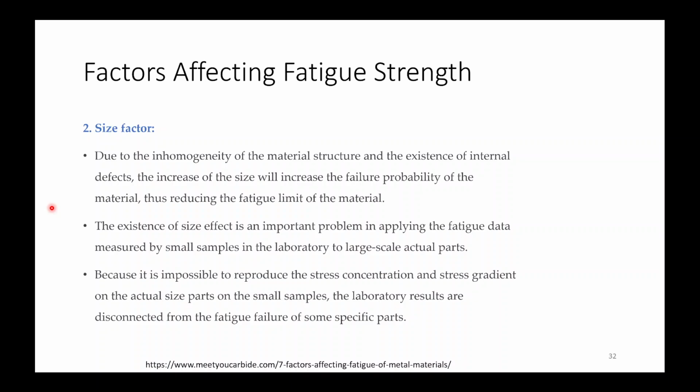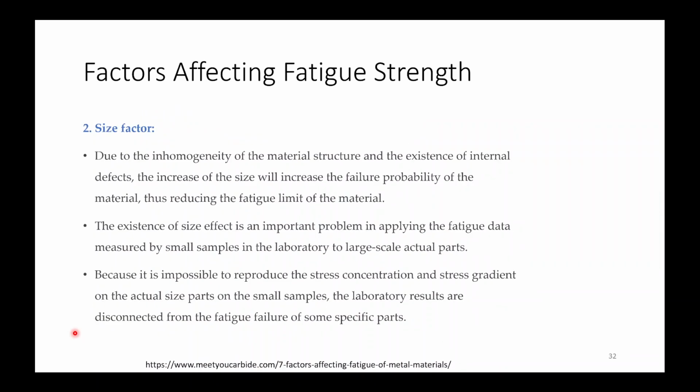And the existence of size effects is an important problem in applying the fatigue data measured by small samples in the laboratory to large scale actual parts, because it is impossible to reproduce the stress concentration and stress gradient on the actual size parts on the small samples. The laboratory results are disconnected from the fatigue failure of some specific parts.